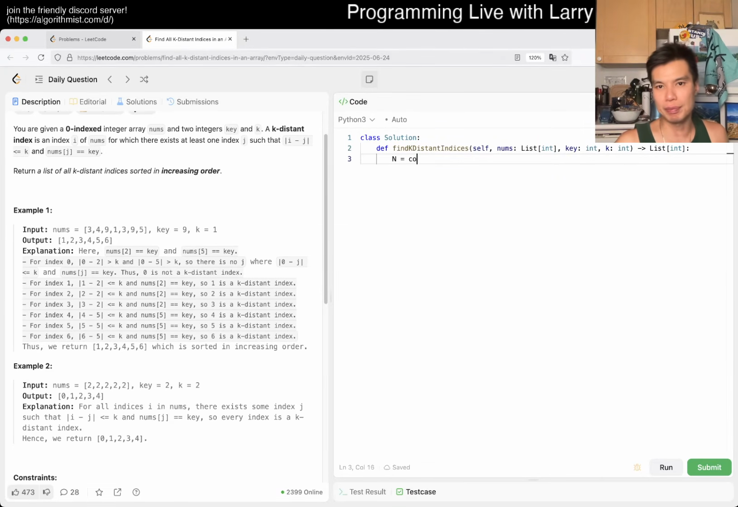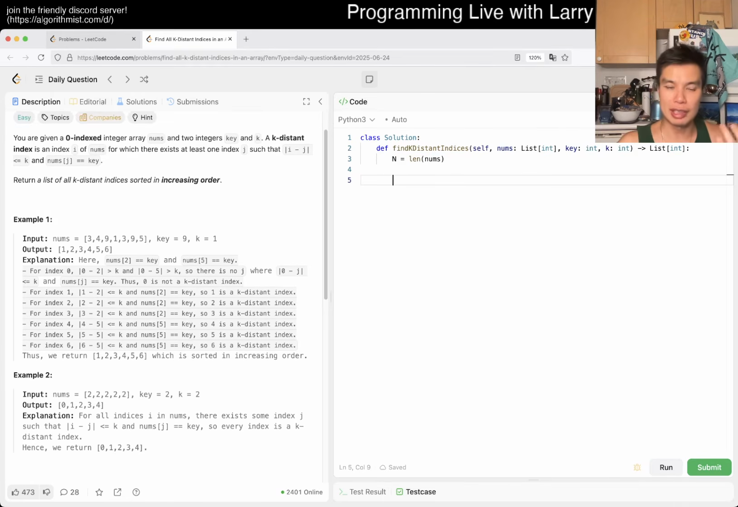Let's just write it out. This is easy, so hopefully n squared is fast enough. But let's see if we can do better than that, and we should be able to. I think the first thing I would do is just find the indexes in which nums of i is equal to key. So maybe you have indexes, and append i.